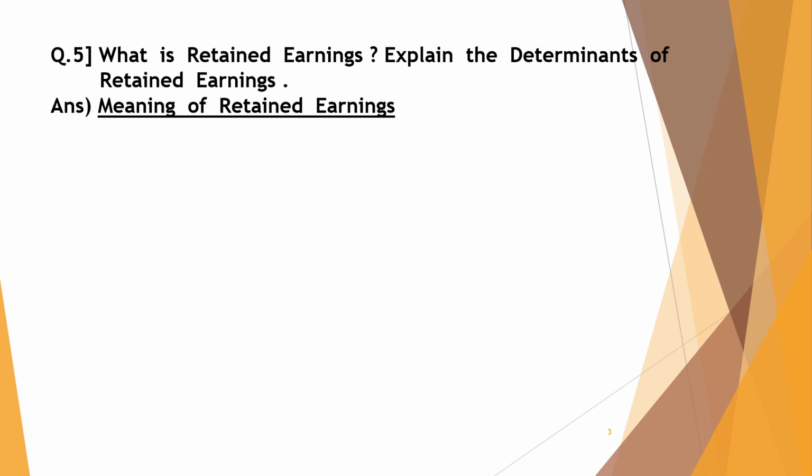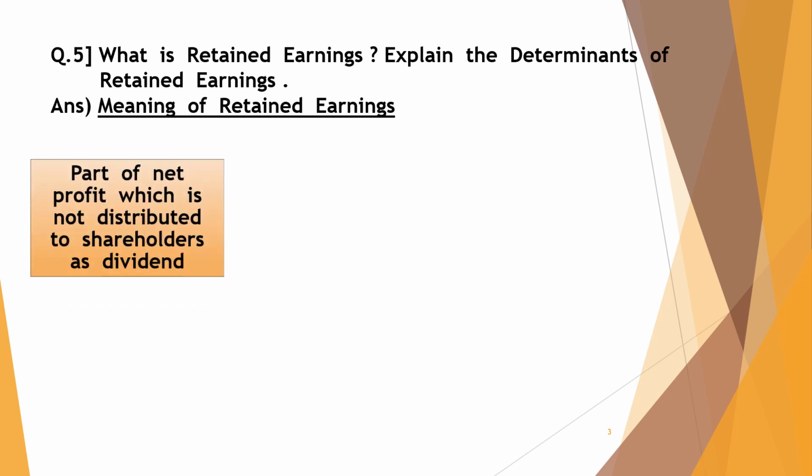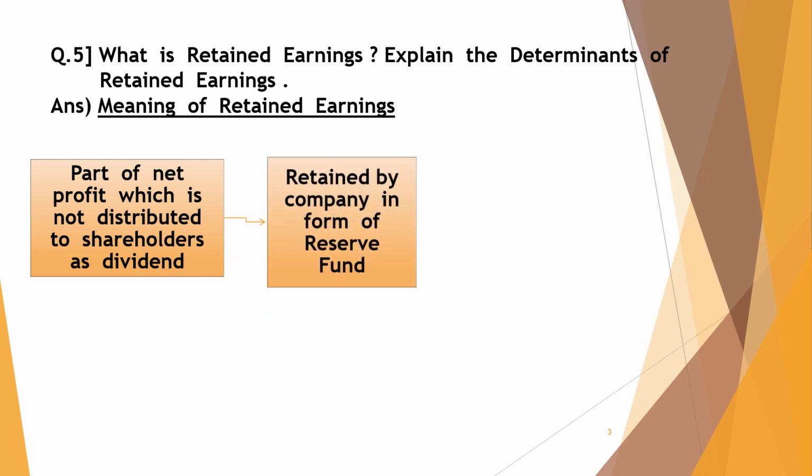What do you understand by retained earnings? The profit which is earned by a joint stock company, the entire profit is not distributed among the shareholders in the form of dividend. A part of net profit which is not distributed and kept aside or retained by the company in the form of reserve fund, that is called retained earnings. So retained earnings basically means the part of net profit which is not distributed to the shareholders in the form of dividend and which is kept aside by the company in the form of reserve fund, so that it can use that amount later on in future.